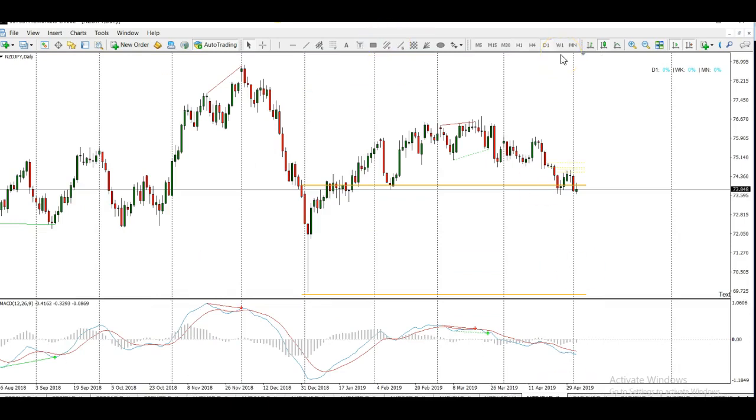Okay, Kiwi Yen, again nothing on it today. I'm expecting a deeper move maybe to test this. This has been tested. Deeper move down to here that hasn't been tested yet on the daily.